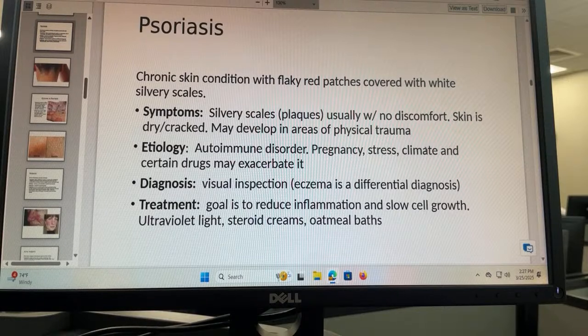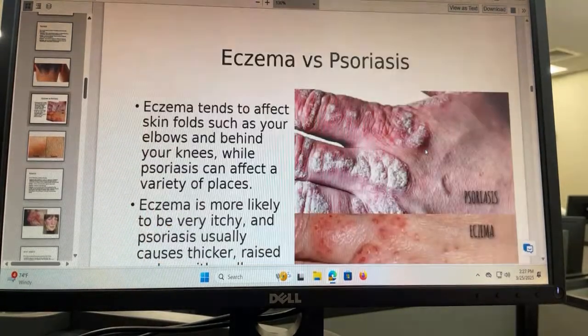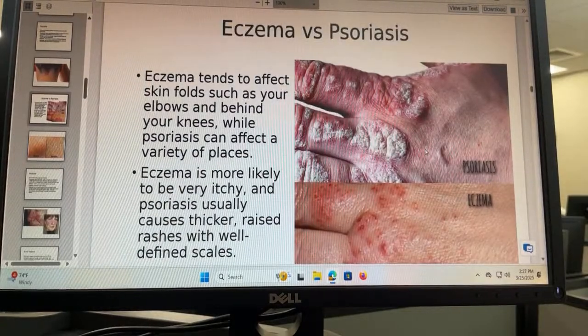Also putting on steroid creams, again, because it's inflammation, and oatmeal baths. Oatmeal baths are really helpful for just calming down the skin. So that's psoriasis. And then here's a slide about the difference between eczema and psoriasis.